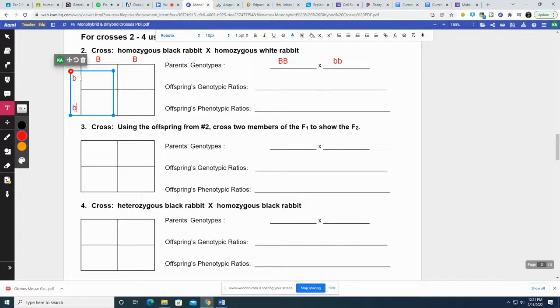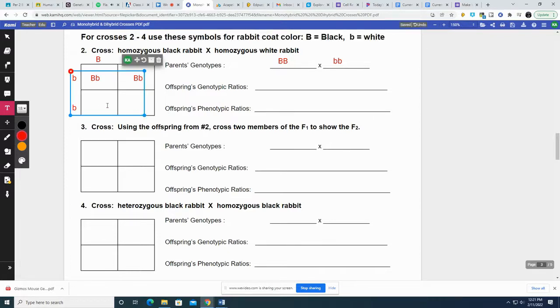And then it's just filling in the boxes. So right here, first one will be big B, little b. And you can probably see that they're all going to be big B, little b. Anyways, they're all going to be big B, little b. So trust me, I can't get rid of this box. Anyways, this one's going to be big B, little b as well. So all four, 4 out of 4, are going to be big B, little b.